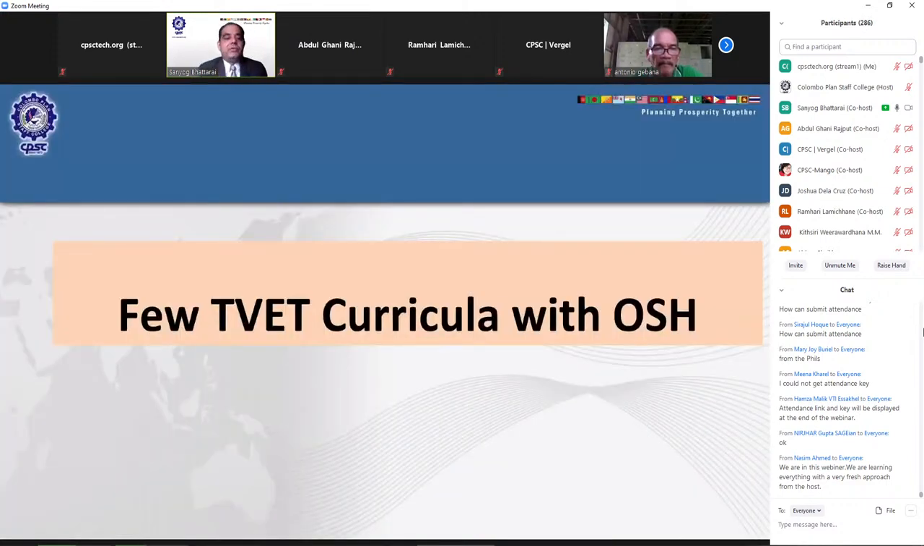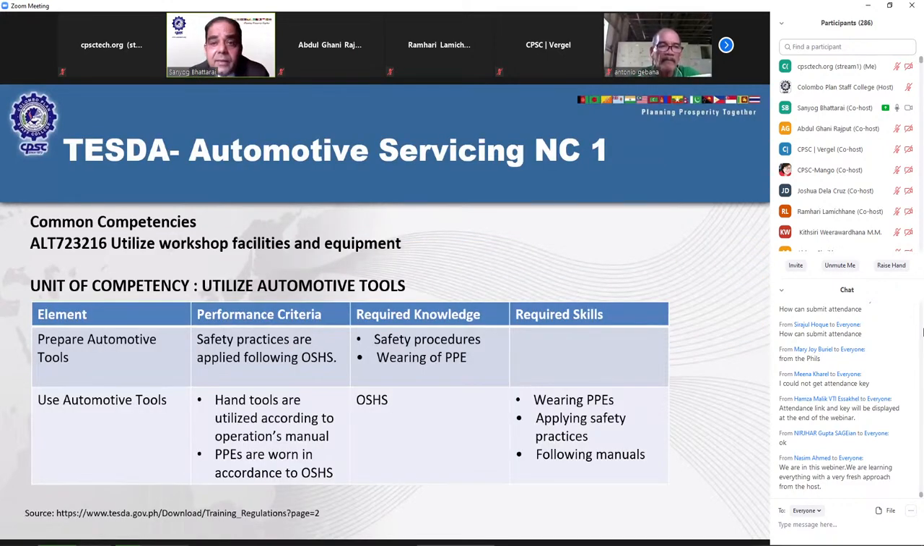Okay, now I'll show you a few TVET curricula with OSH. First, TESDA, the apex authority in TVET in the Philippines, the Technical Education and Skills Development Authority. This is the Automotive Servicing National Certificate, competency standard one. Common competency, and under that there is a code. Utilize workshop facility and equipment. Unit of competence: utilize automotive tools. Element: prepare; there are different elements, but I have taken only those related to OSHS.